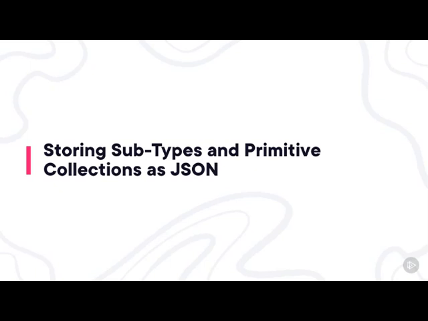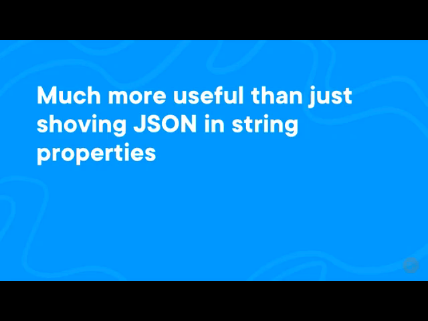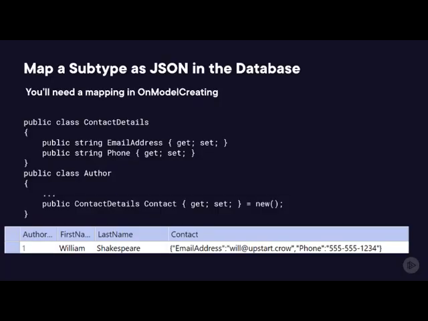EF Core has support for storing data as JSON in your database. This first arrived in EF Core 7, was enhanced in EF Core 8, and will continue to evolve. While it's possible to just have a string property in your class and set its value to a JSON string, the mapping support is far superior. Here's one flavor of the support.